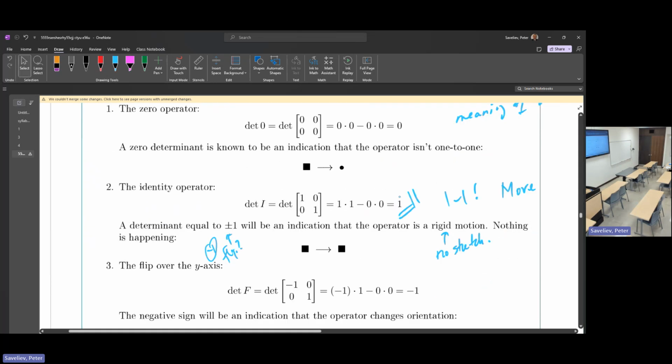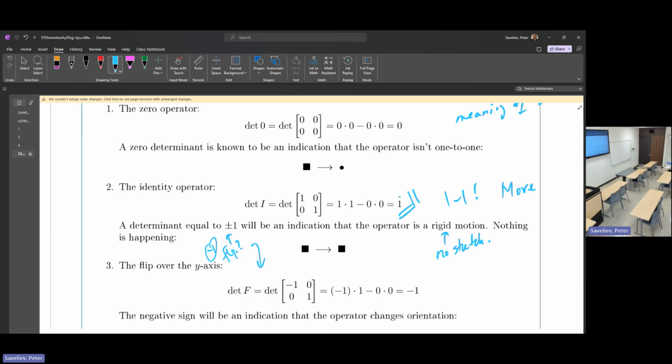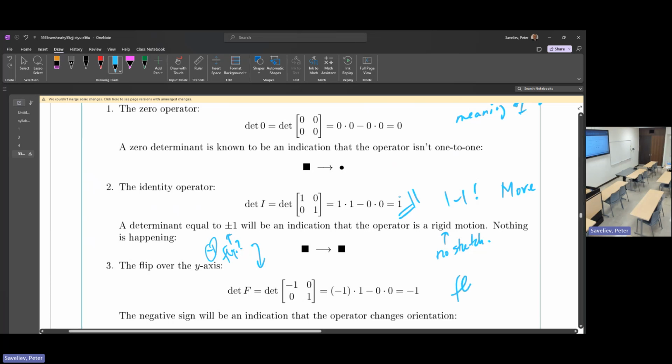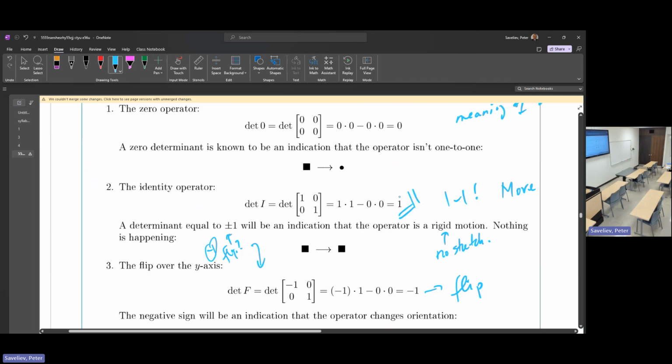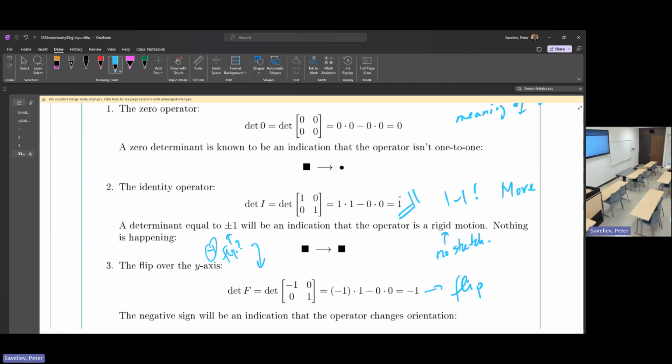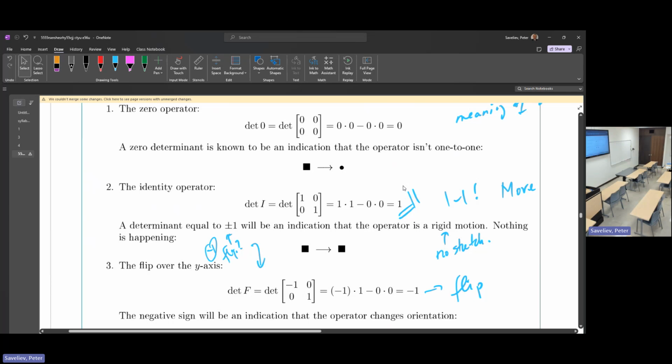Okay, so flip about the y-axis. Look at it to confirm these conjectures. To confirm the conjectures, take the flip about the y-axis. It has the matrix negative 1, 0, 0, 1. The determinant is negative 1. So negative 1, that's a flip. If we did not know what that linear operator did, we would have discovered nonetheless that there's a flip there. So the negative number suggests a flip.